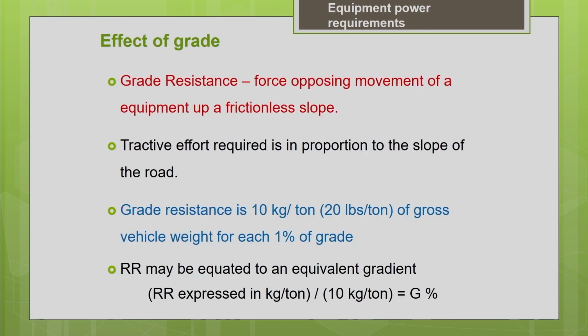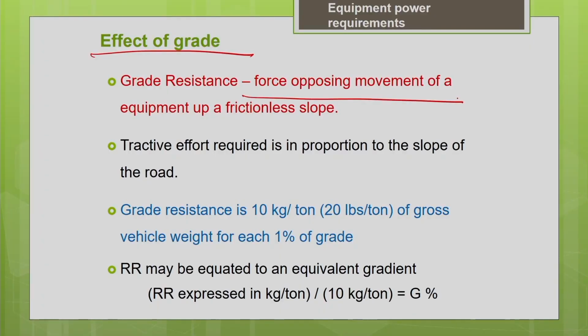Now, so far we have discussed the rolling resistance. Let us look into the other part of the resistance in your project site, that is your grade resistance. Most often you can see that your equipment has to climb up a slope. So, when the machine is climbing up the slope, obviously you need some additional effort to make it move up the slope, because it is moving against gravity. So, there is a force opposing the movement of the machine when it is moving up the slope, that is called grade resistance.